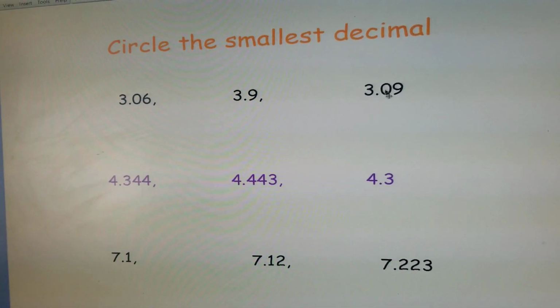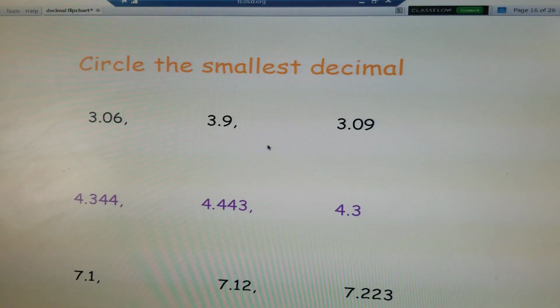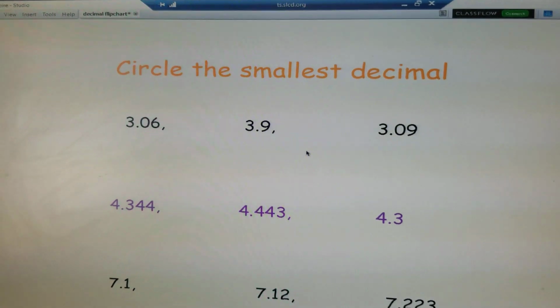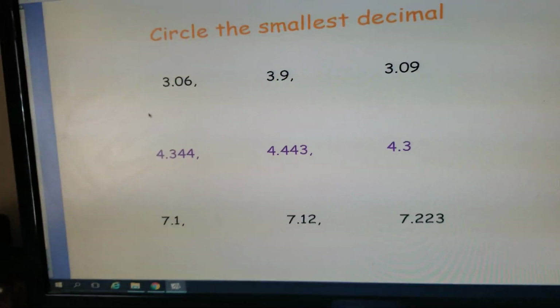We have a 6 and we have a 9. Which one is smaller? 6 is the smallest number. So 3 and 6/100 would be the smallest decimal.